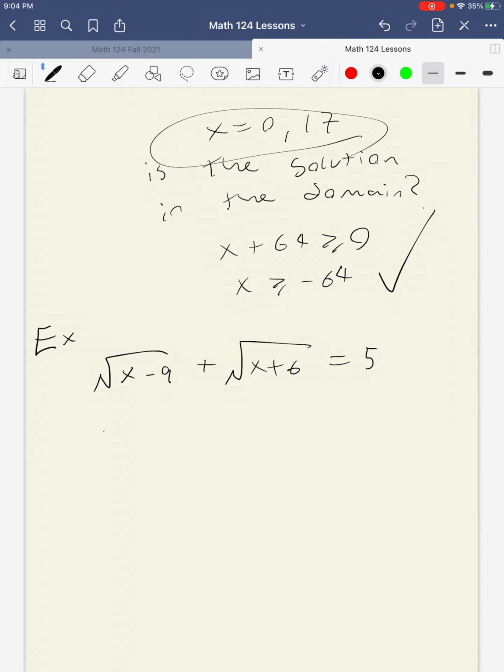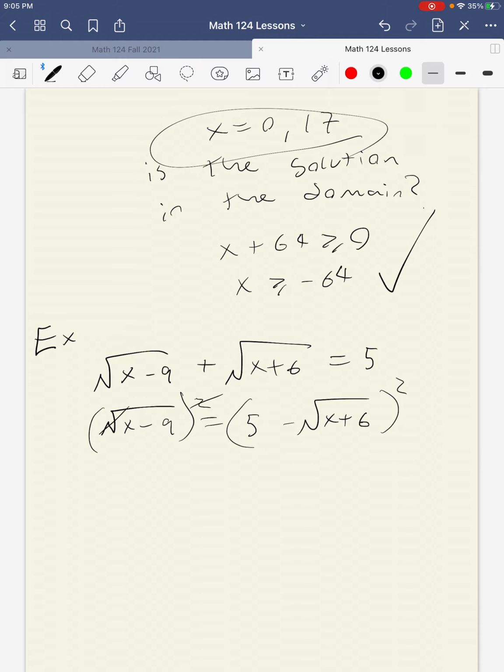Now, what we do here is I like to just have one radical by itself and then square both sides. It's still going to get messy, but if we put one radical by itself, it would be significantly less messy. Because now we square both sides and get x minus 9 on the left-hand side, but we have to FOIL out the right-hand side. So we are multiplying this factor by itself.